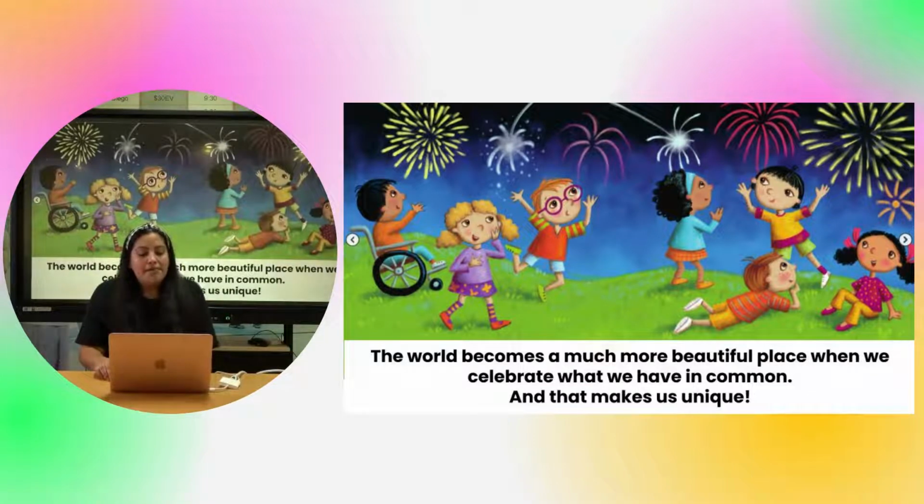The world becomes a much more beautiful place when we celebrate what we have in common, and that makes us unique. In this picture, we see beautiful fireworks, we see different kinds of friends, some friends in a wheelchair, friends running, friends laying down, sitting down, and it looks like they all came together to celebrate something that they have in common.